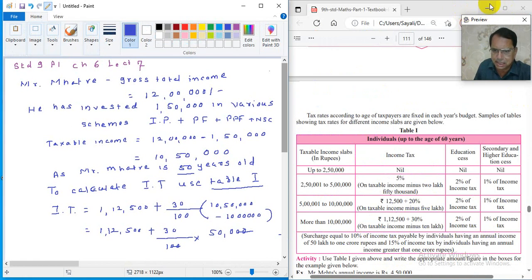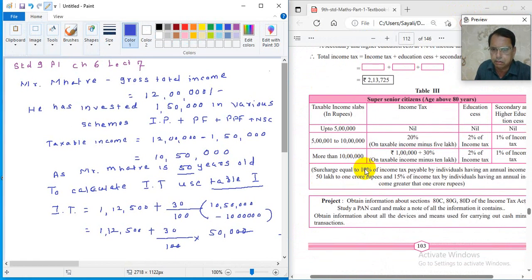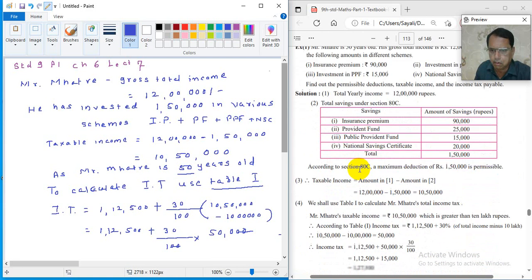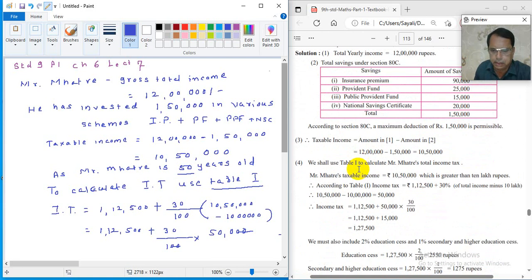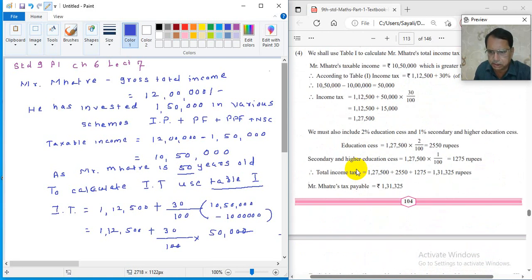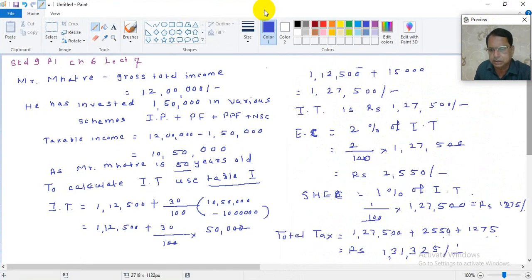So see, let us see their answer. $1,27,500 and 1,31,325. And what is our answer? Our answer is 1,31,325, correct. So this is how the calculations are to be done.